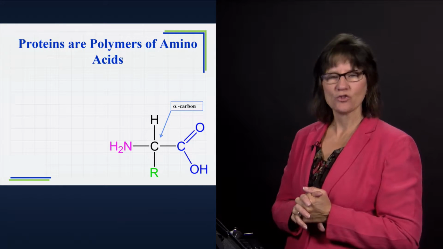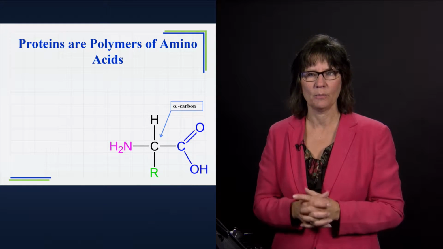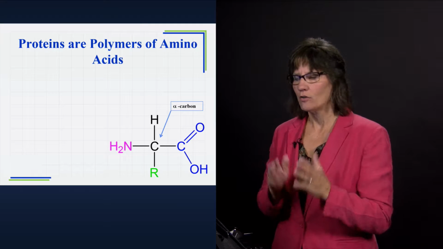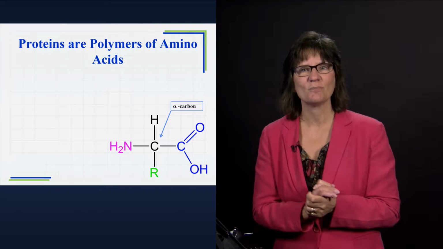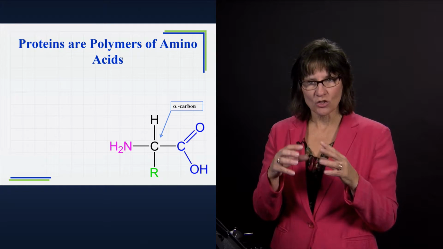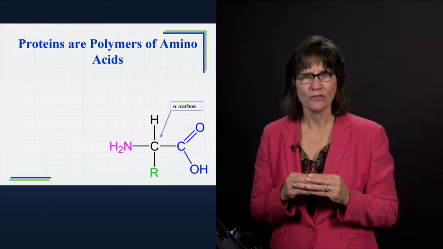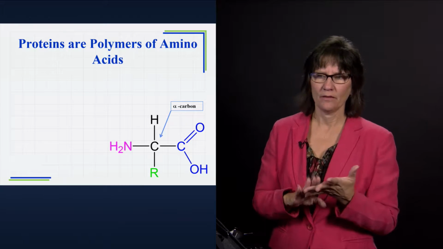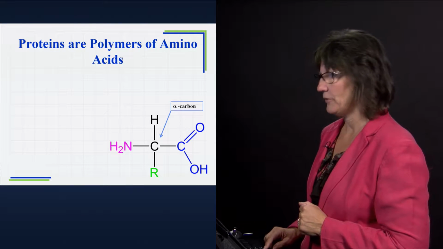What you see here on the screen is an amino acid, and we're going to look at each of those parts a little bit as we go. But there are just a limited number of these things. They can change based upon the green that you see there, that R group. They can change according to that R group. But everything else that you see there, the pink, the blue, the black, is identical from one amino acid to the other.